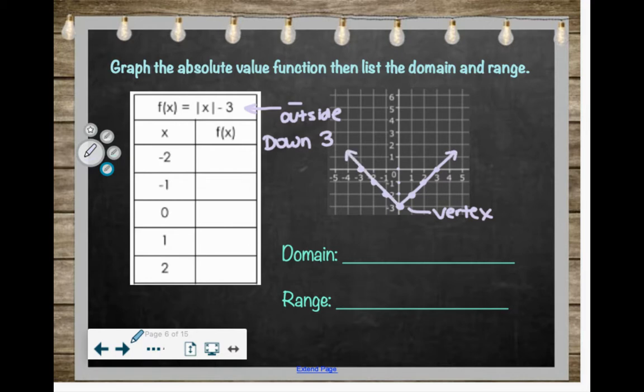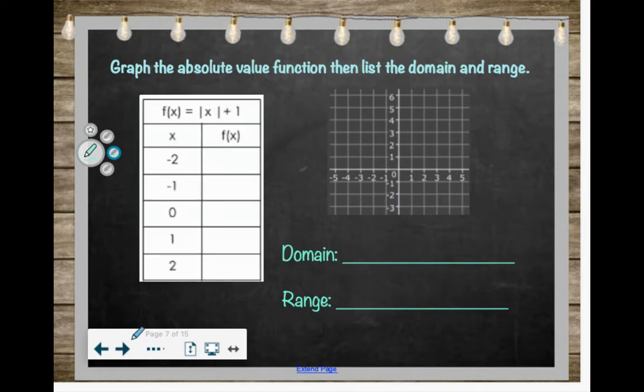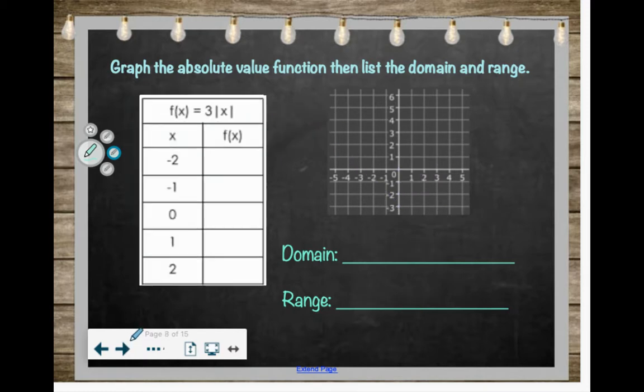Okay, my domain is still negative infinity to infinity. But my range, the bottom of it, is now at negative 3. So it's going from negative 3 to infinity. Because we moved the graph down, the range moves down 3, from 0 to negative 3. Okay, I'm going to skip this one and move to the back side.